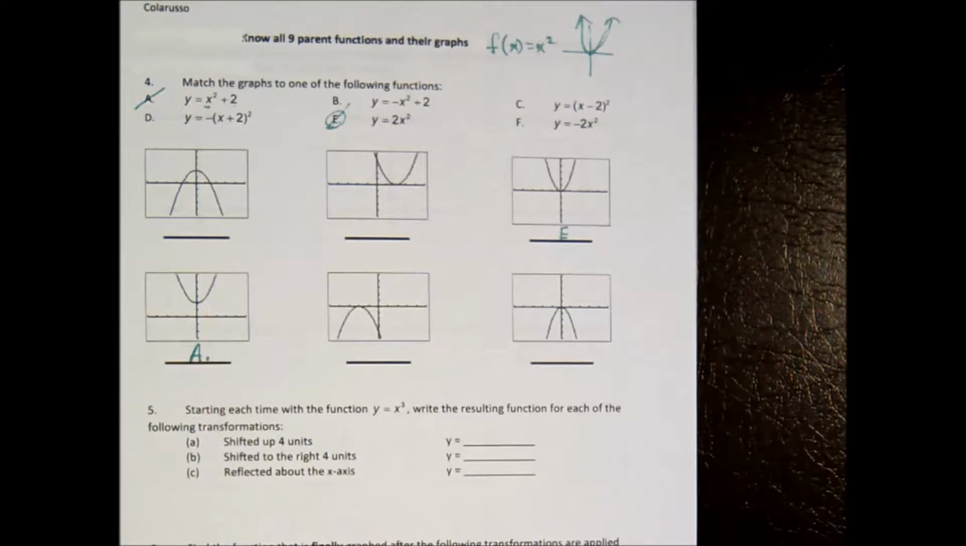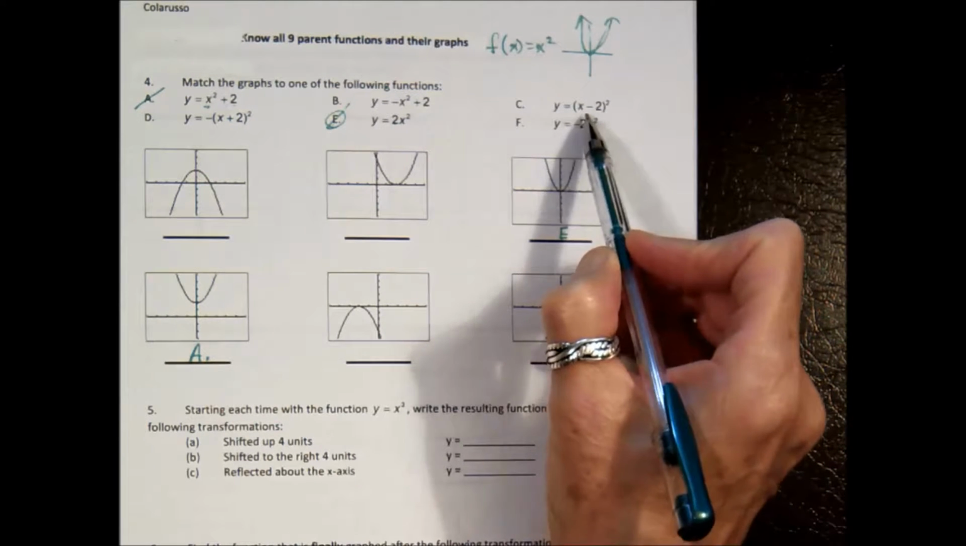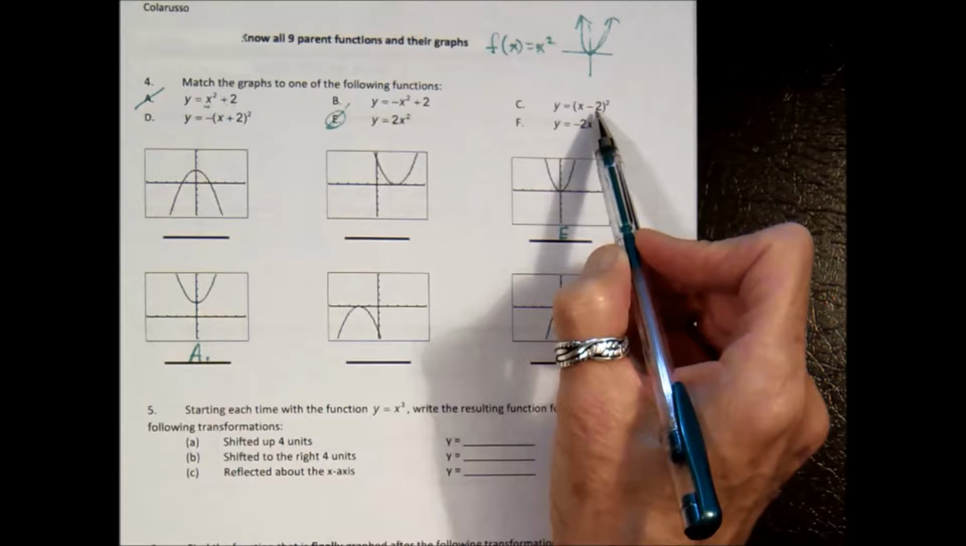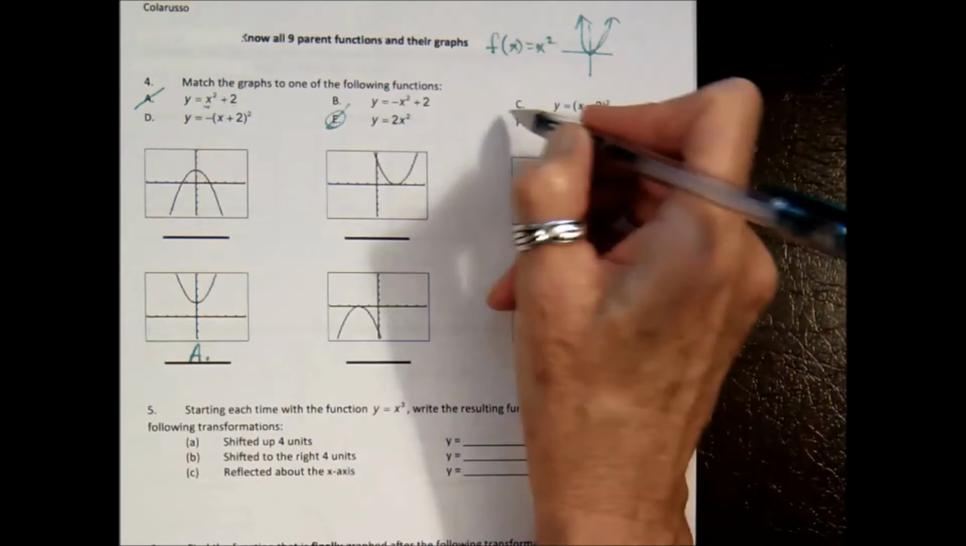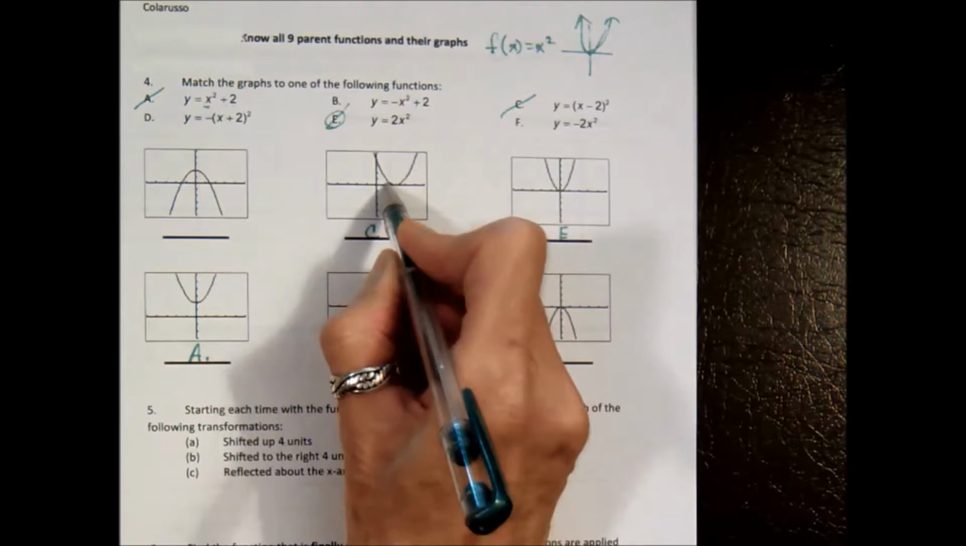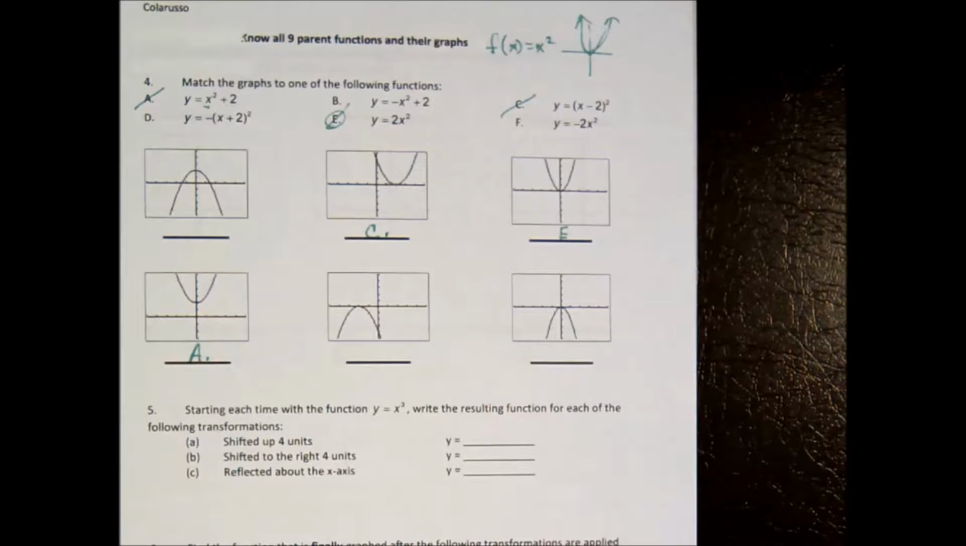What's another one that is an easy one? This is an easy one because it's a horizontal shift. And it's a negative 2 inside, which means that it was moved to the right 2, but it's the parent function moved to the right 2. So that gives me C for this one, because this one has been moved, its vertex to the right 2. So now I have 3. I've only got 3 left.